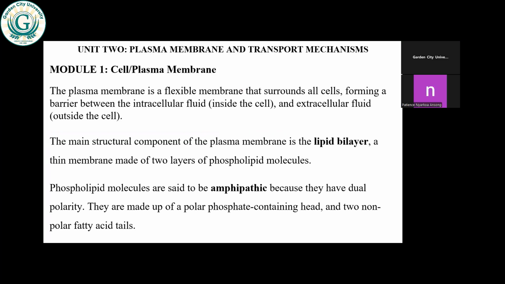Then we look at Unit 2. So we are done with Introduction to Physiology, the different levels of organization, and then the body fluid compartment. Unit 2, we want to look at the cell, the plasma membrane, and then the various transport mechanisms. Module 1 will focus on the cell or plasma membrane, the structure of the plasma membrane, and how it's going to facilitate the different transport mechanisms.